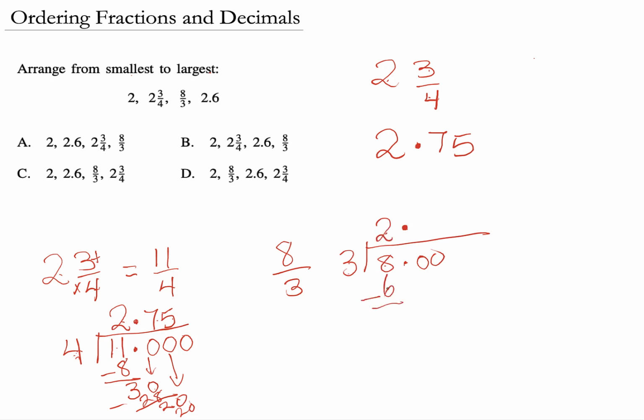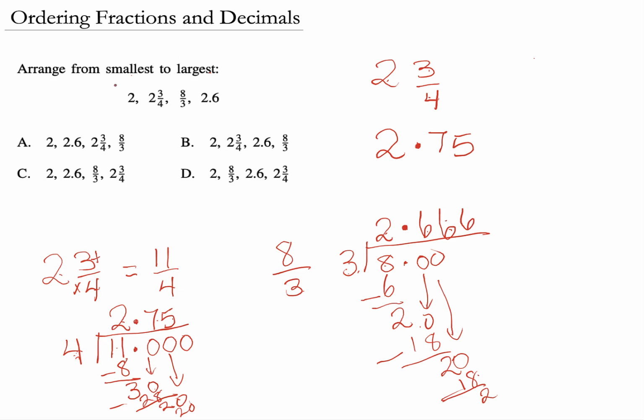When I subtract, I'm going to get 2. Bring down the 0. 3 goes into 20 6 times. 6 times 3 is 18. When I subtract, I get 2. Bring down the 0. 3 goes into 20 again 6 times. 6 times 3 is 18, and when you subtract, you get the 2. So notice this is going to be 2 all the time. So the 8 over 3 is actually 2.6, and this is going to keep going 6, 6, 6.